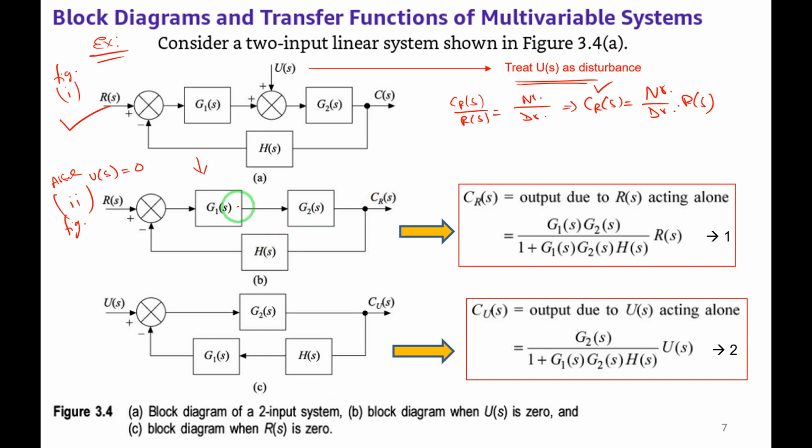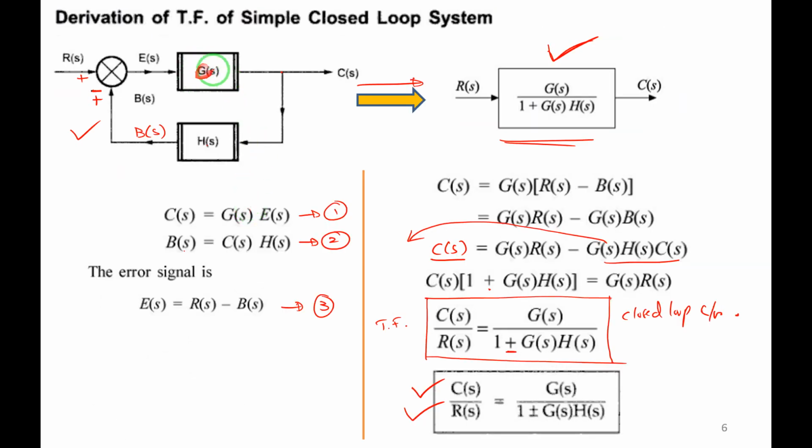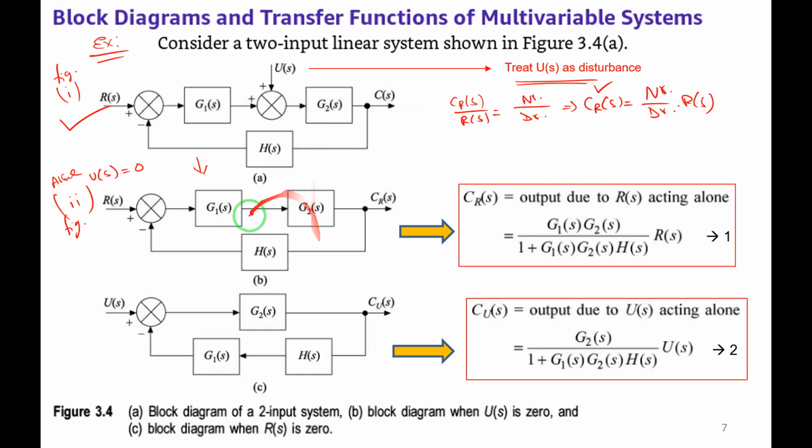Observe here, we have just seen the derivation of the transfer function of a closed loop system. In the forward path g of s is there, in the feedback path h of s is there, and let me assume that this is a negative feedback system. So C of s by R of s, the ratio of output to input, gives the transfer function: g of s divided by 1 plus g of s into h of s. This we know. So we will make use of it here.